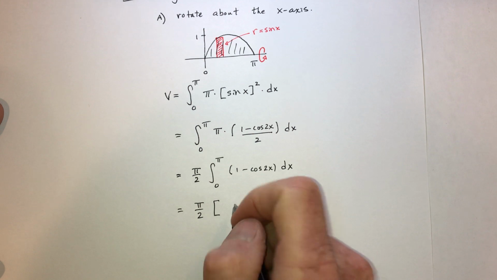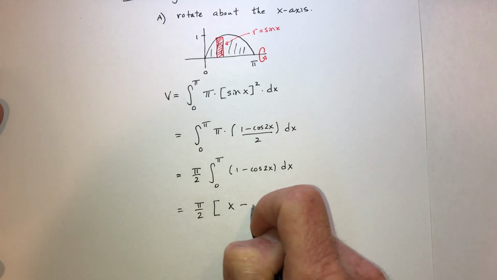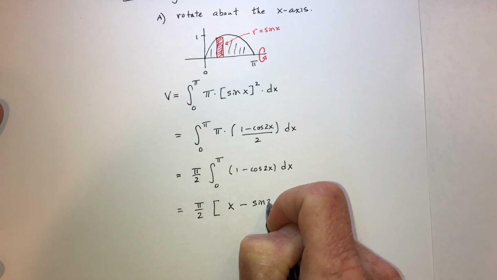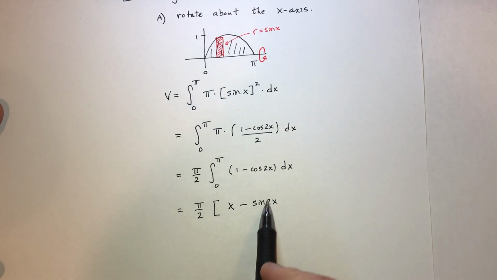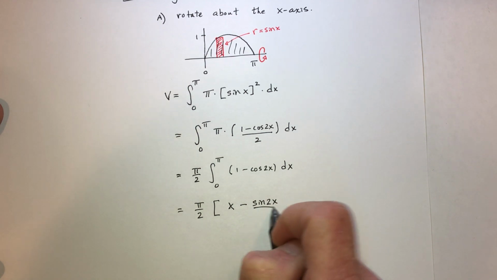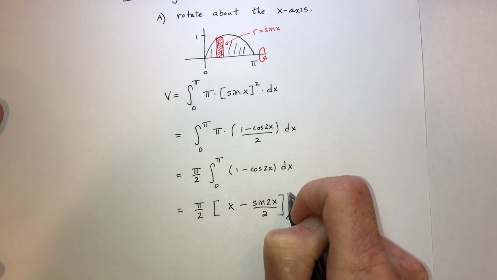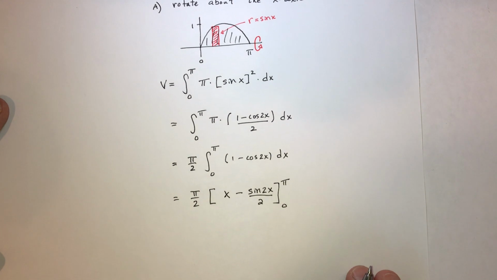So the antiderivative of 1, that'll just be x. And then it's going to be minus sine of x for the antiderivative, but it's going to have to be sine of 2x since that was cosine of 2x. And then because of the chain rule, the derivative of the inside is a 2, so divide by a 2. And then it gets evaluated from 0 to pi.